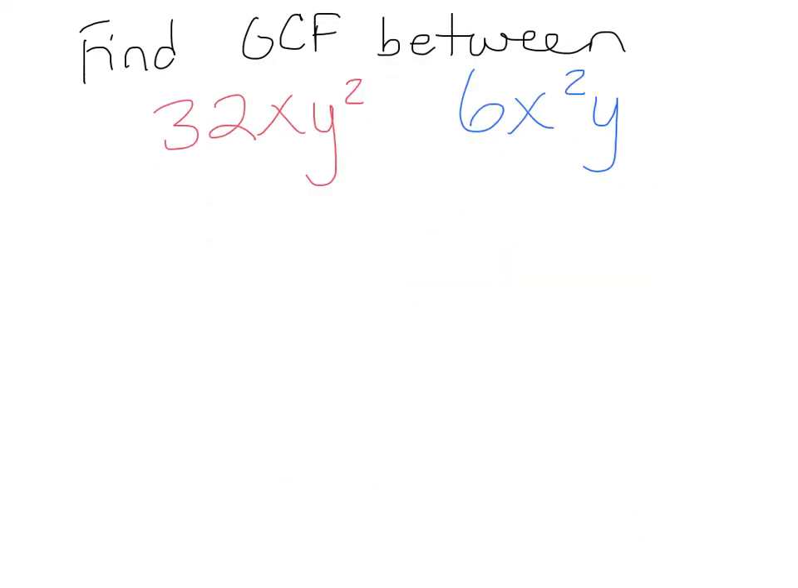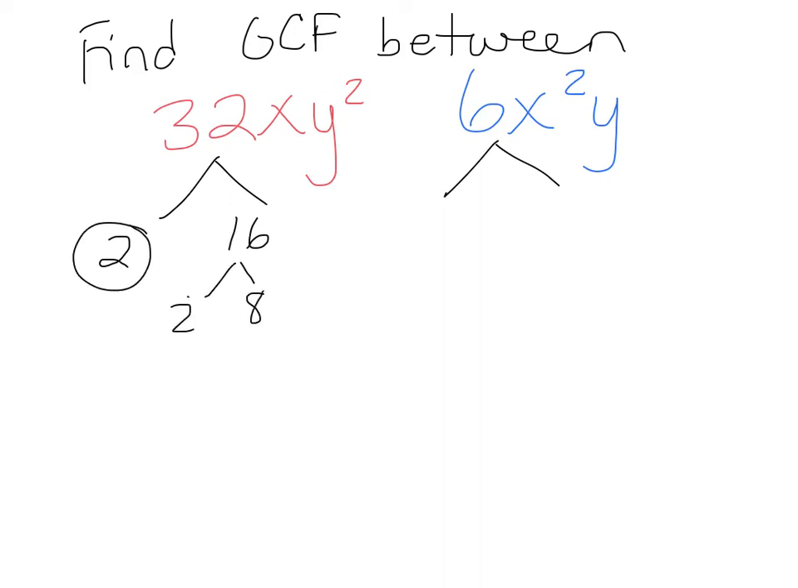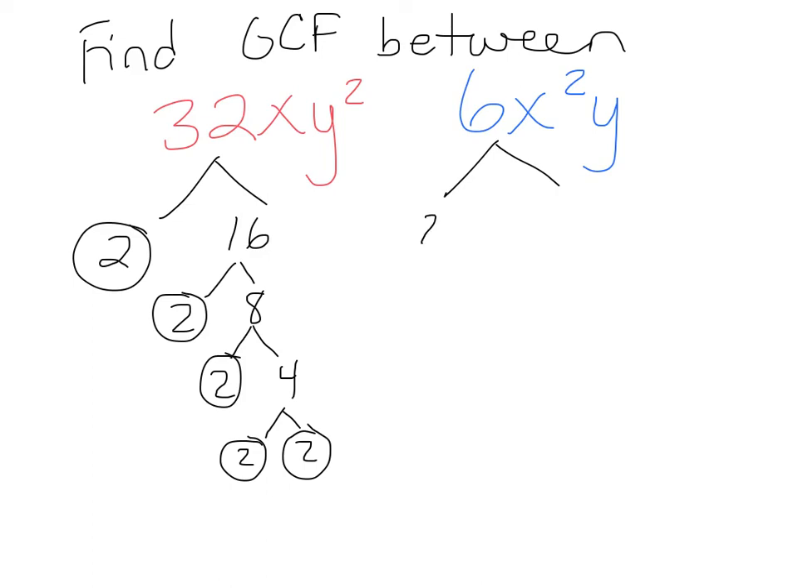For the last example, let's find the GCF between these numbers. Recall that a prime factorization, creating a factor tree, is the first step. 32 can be split up into 2 times 16. 2 is prime. 16 into 2 times 8. Looks like we'll have a lot of 2's here. And finally 2 times 2. So we can see that 32 is the same as 2 times 2 times 2 times 2 times 2. 6 can be split into the primes of 2 and 3.